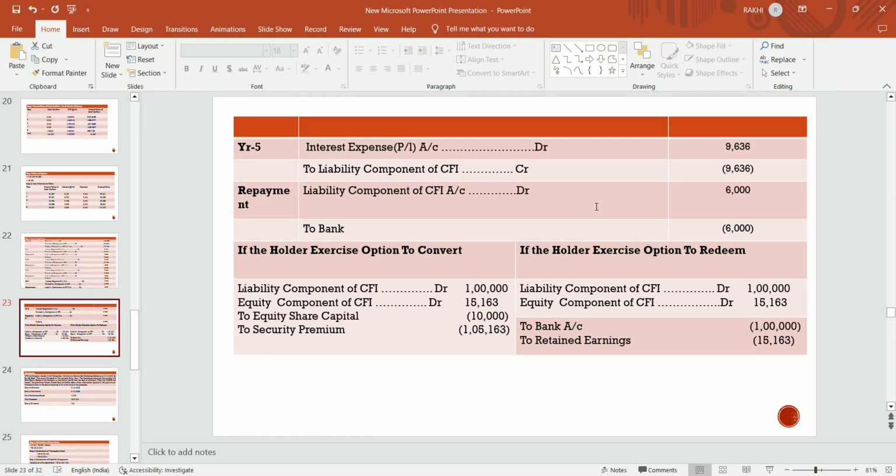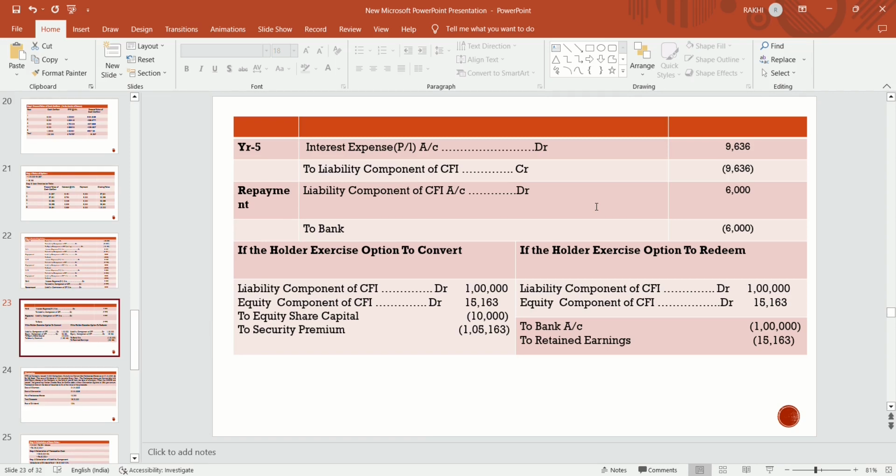Liability component of CFI becomes 1 lakh, equity component of CFI becomes 15,163. So the liability component of CFI account is debited by 1 lakh, and the equity component of 15,163 is also debited, and the whole amount is to be converted into shares because the holder opted to convert into shares.